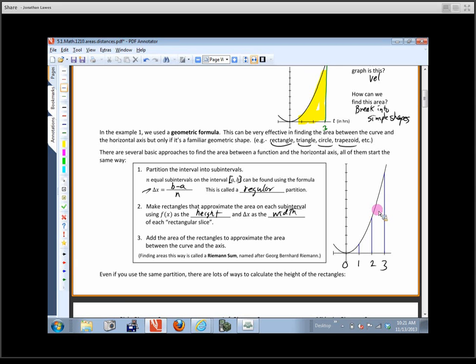I could go through and I could eyeball it and I could say, you know what, I think that's a pretty good height right there. And on this one I could say, you know, I think that's a pretty good height right there. And on this one, you know what, I'm going to get a little bit lazy and I'm just going to use whatever this endpoint is right there.